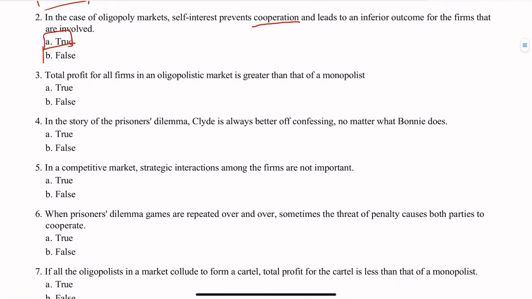Third, total profit for all firms in an oligopolistic market is larger than that of a monopolist. So this one is definitely wrong, right? Because we know that for firms, the highest possible profit they can achieve is under the monopoly market.